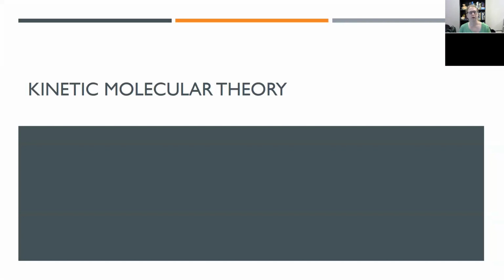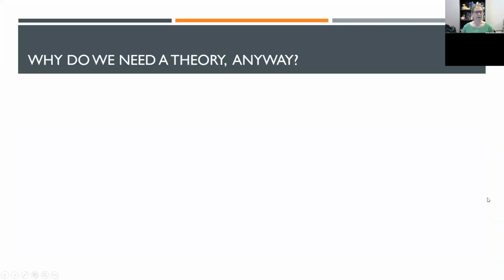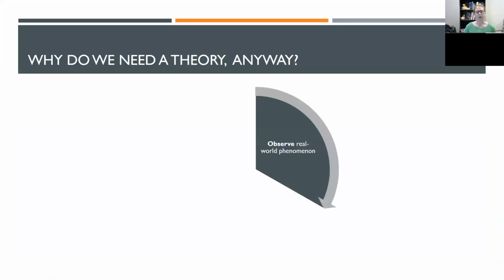Now that we know a little bit about gas laws, which we found through experiment, we need to take a look at kinetic molecular theory, which is the theory that underlies why we see the behaviors of gases that we do. So, quick reminder, or general principles if you've never seen this idea before, of why do we need a theory anyway? Well, one thing to think of is that you observe real-world phenomena out there.